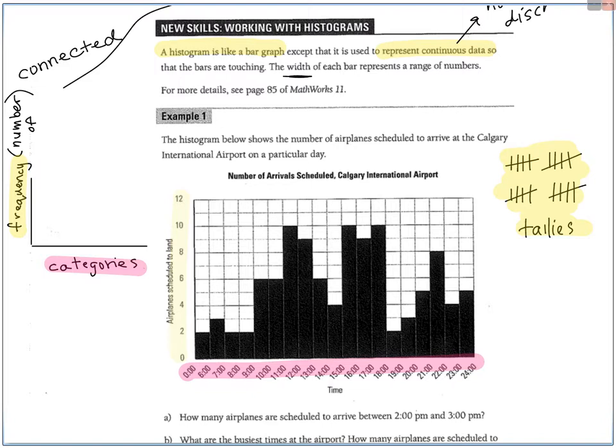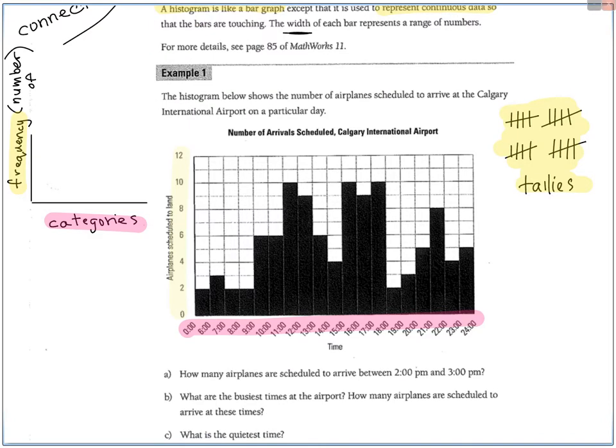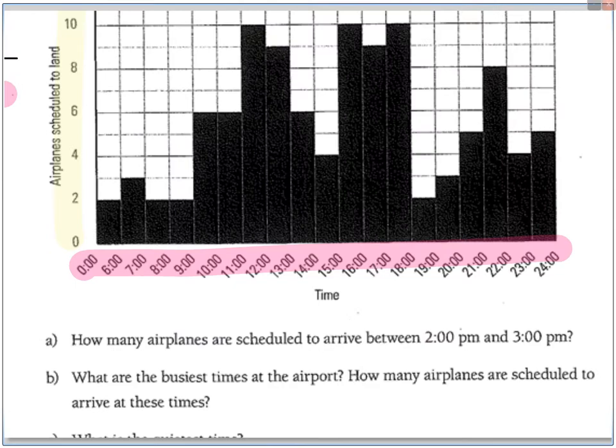Let me ask you a question. How many airplanes are scheduled to arrive between 2 and 3? Do you guys know how to read the 24-hour clock? You just subtract 12. So 6 a.m., 7, 8, 9, 10, 11, 12. What's after 12? 1. So 13 is 1, 14 is 2, and so on. So where's 2 and 3? 14 and 15. So which bar am I reading? See the bar between 14 and 15? This is the bar I read.